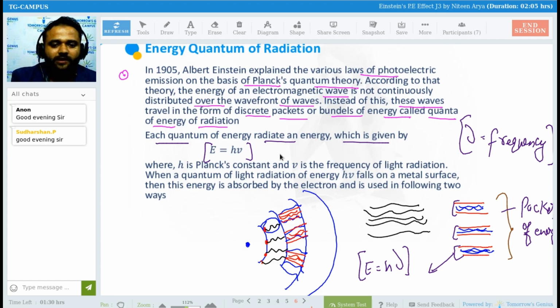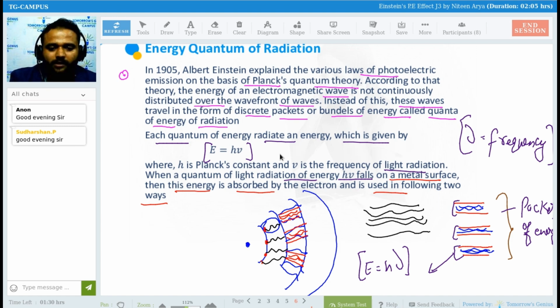So where h is the Planck constant and nu is the frequency of the light radiation, when a quantum of light radiation of energy h nu falls on a metal surface, this energy is absorbed by the electron and is used in the following two ways, which are described on the next page. The first way is that it emits an electron, known as a photoelectron, and the second is the kinetic energy of that electron. Is this clear, beta?